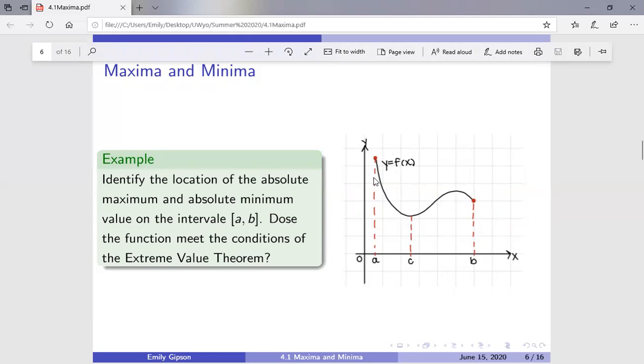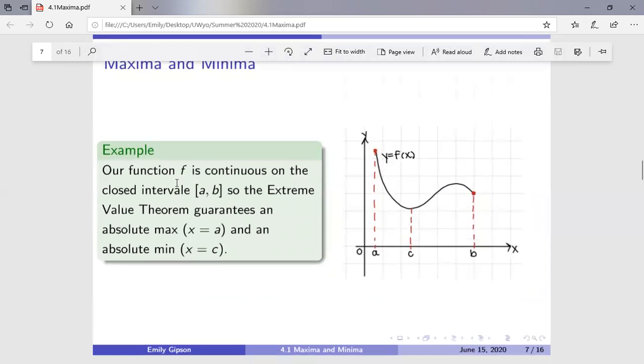And that means it meets the extreme value criteria of being continuous. Now, does it meet the closed interval? And the answer is yes. We've got a closed dot at a and a closed dot at b, so we're including it on the interval a to b. So that means that we can find the exact minimum value. Our function f is continuous on the closed interval a to b, so the extreme value theorem guarantees an absolute maximum, which occurs at x equals a. You can see that's the highest point on our graph, and an absolute minimum at x equals c. And this is the lowest point on our graph.